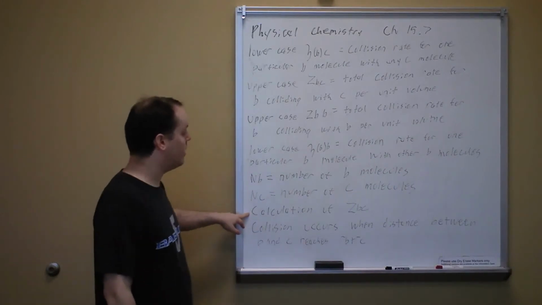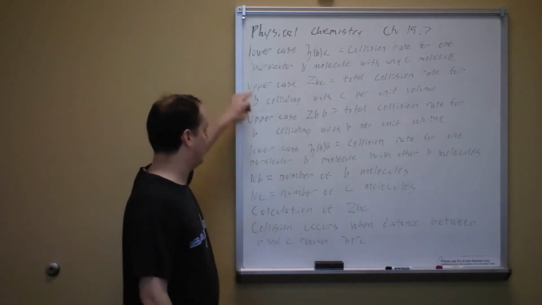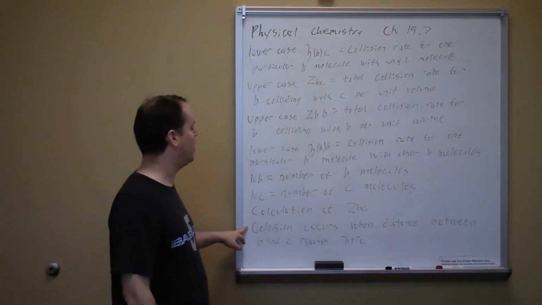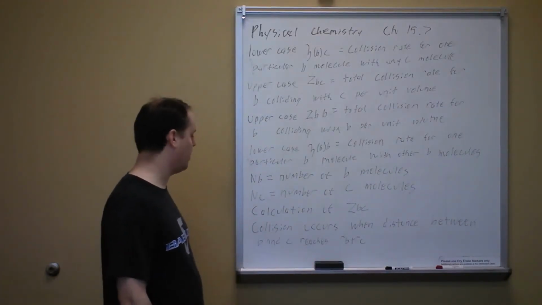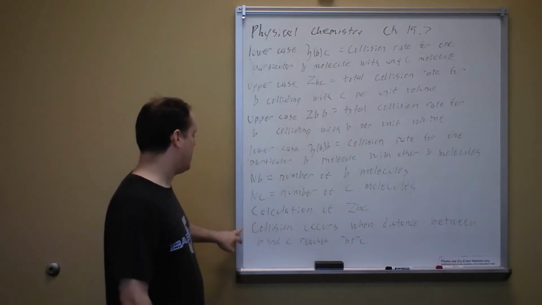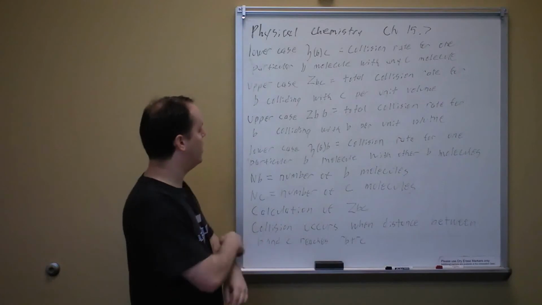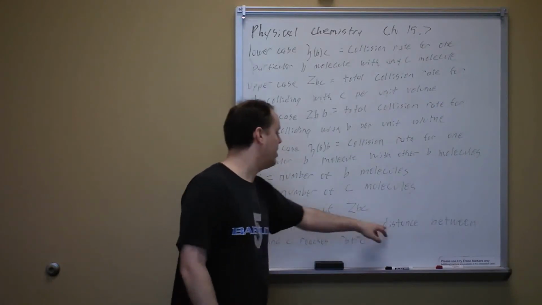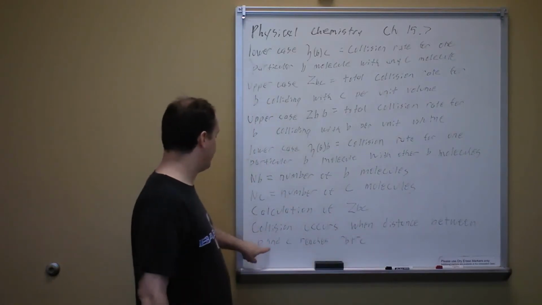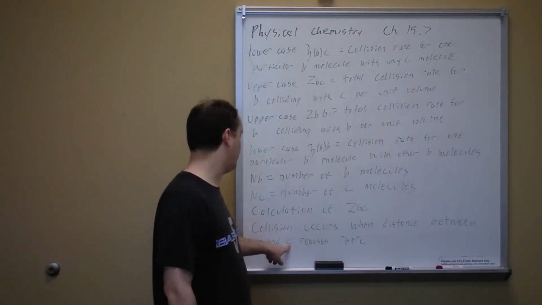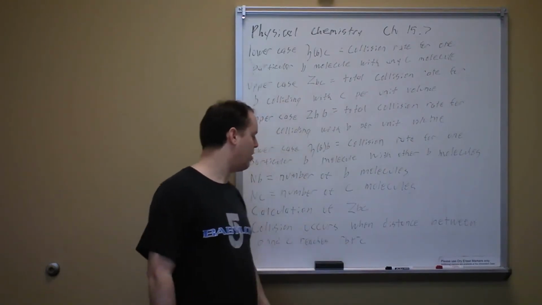Now, we're going to try to calculate what is this one up here, this Z_BC, capital Z. So the total B molecules with all other C molecules. So a collision occurs, remember, you got all these gas molecules flying around the room, and a collision occurs if the distance between them reaches that distance I showed you on the previous slide, the radius of B plus the radius of C, R_B plus R_C.